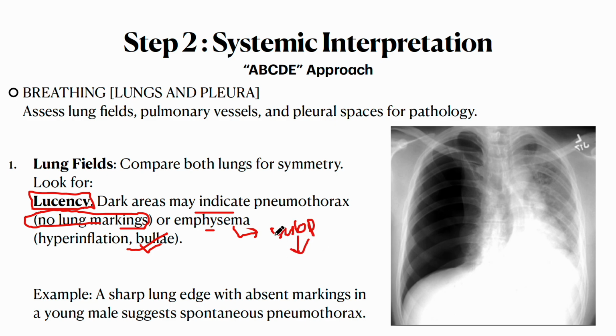So there is hyperinflation in cases of pneumothorax and severe emphysema, right here like this, and in hyperinflated cases you can count almost up to 11 to 12 ribs actually. You can count that, right? So that is how we see for lucency. Dark areas, because here is extensively more amount of air, right? So a sharp lung edge with absent markings in a young male suggests spontaneous pneumothorax. It is a very easy clinical pearl.